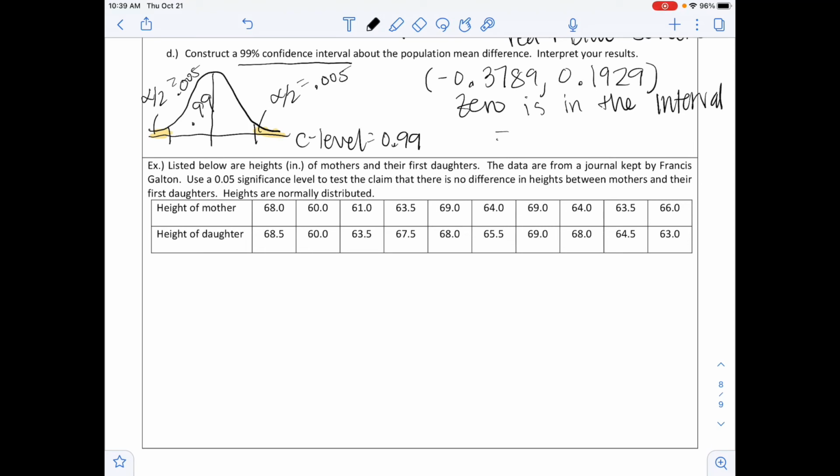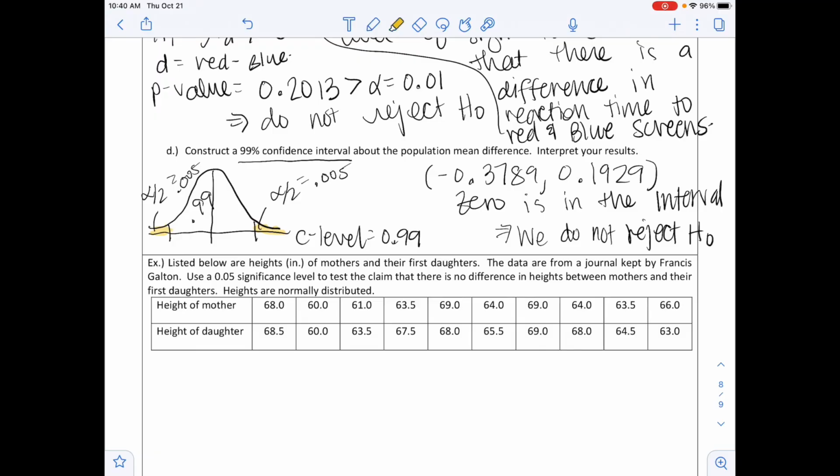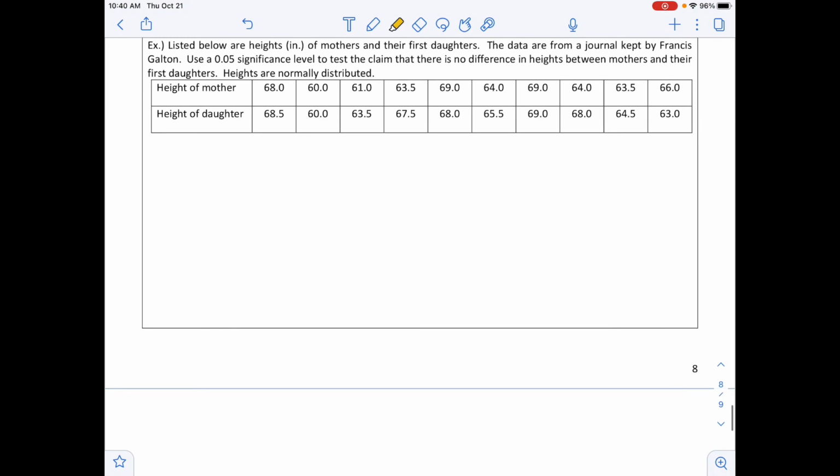And so what this means is we do not reject H0. And we got the same conclusion up here by doing the hypothesis test and using our t-test as we did with constructing a confidence interval. So we have one more example right below.